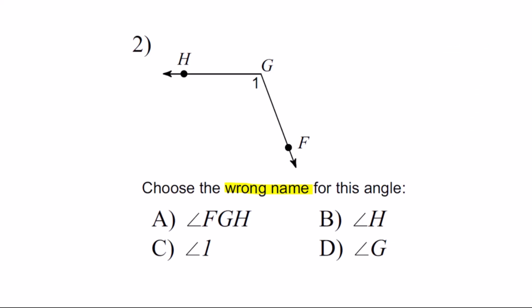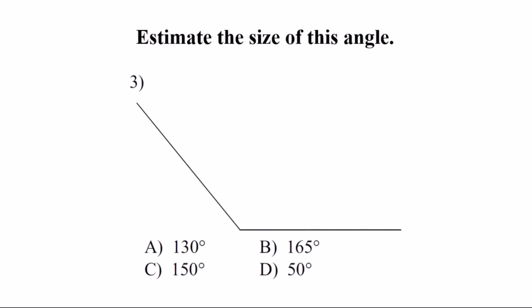Okay, the wrong name here is going to be angle H. So B is the wrong answer for this one. Now, I know this is a video, so you can't really use a protractor. You probably don't have one. I want you to estimate the size of this angle based on what you know about the different kinds of angles I talked about in the notes just a minute ago.